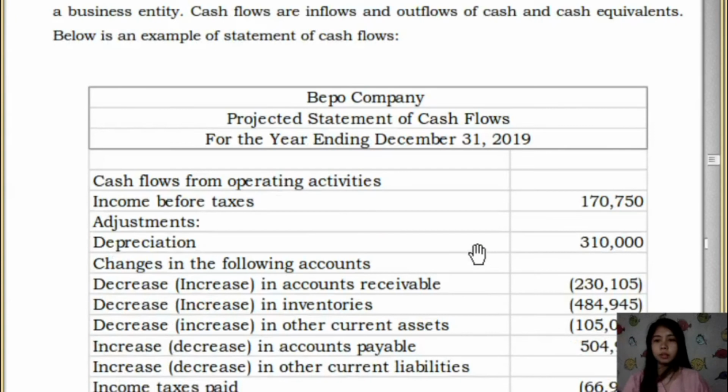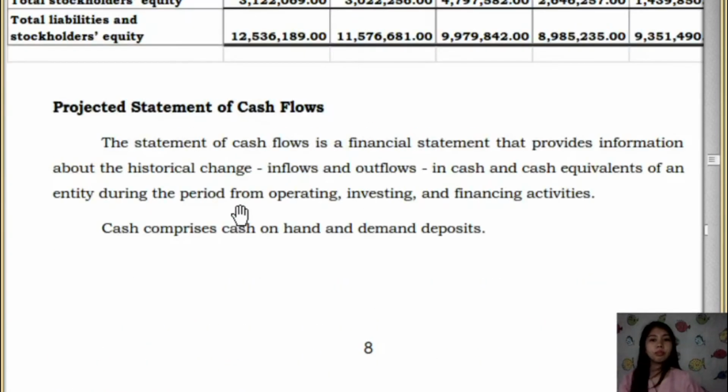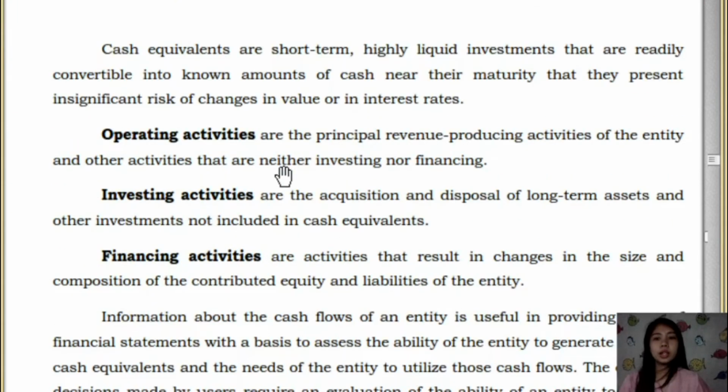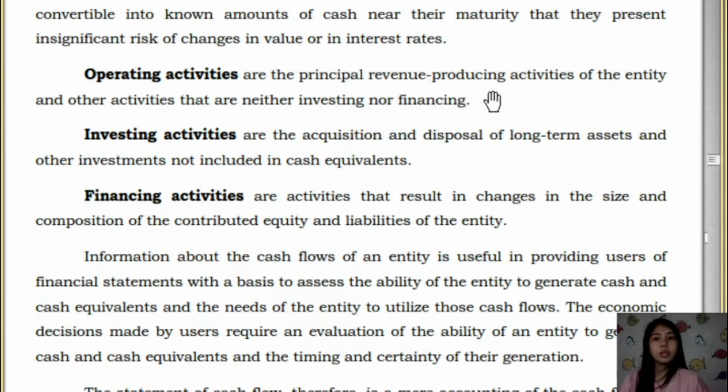Later pa pala yung table. So, first, though in the role of finance officer, you also have the operating decision, investing decision, financing decision. So, in external cash flow naman, these are activities. Operating activities are the principal revenue producing activities. So, the daily operations of the business is the operating activities. Okay? Other activities that are neither investing nor financing.